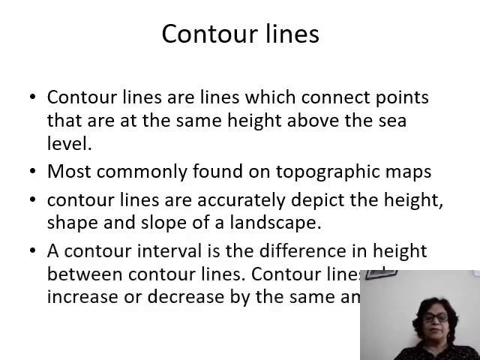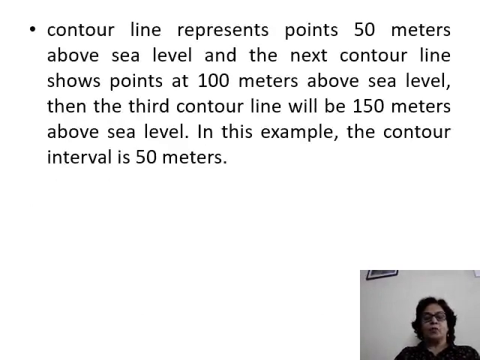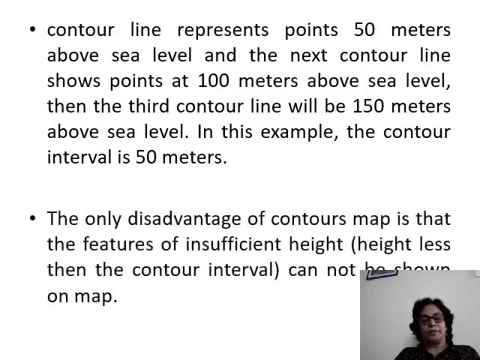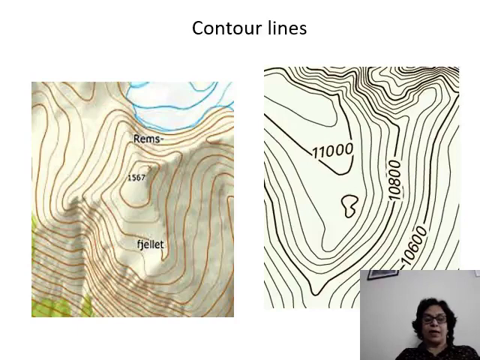Contour interval is the difference in the height between the contour lines. So the contour lines may increase or decrease based on the nature of the land. So a contour line represents the points 50 meters above sea level. Then the next contour line will show the points at 100 meters. The third will be at 150. So in this example, the contour interval is 50 meters. The only disadvantage is that features of insufficient heights, that is height less than contour interval, are shown approximately. They may not be shown accurately. So these are the contour lines.